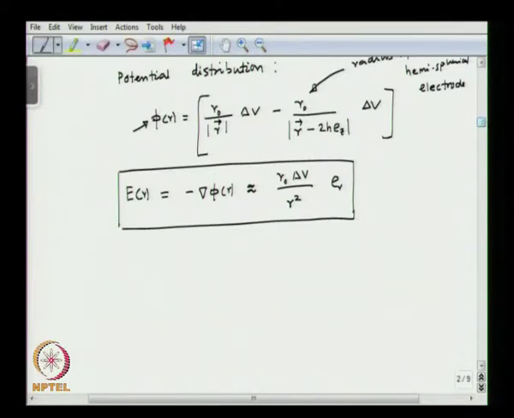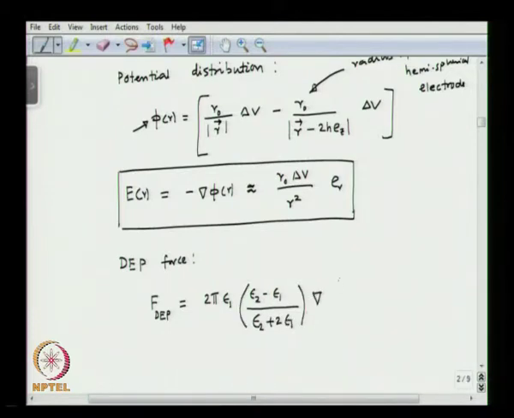Now, we know the expression for the dielectrophoretic force. The dP force F dP is equal to 2 pi epsilon 1 into epsilon 2 minus epsilon 1 divided by epsilon 2 plus 2 epsilon 1, into the gradient of the square of the electric field. So, it will be r0 square divided by r4 into delta v square.